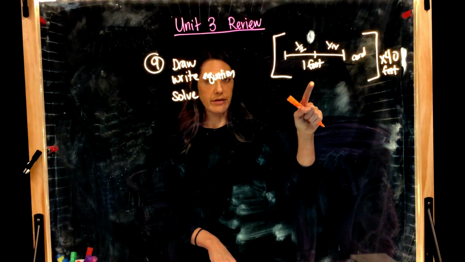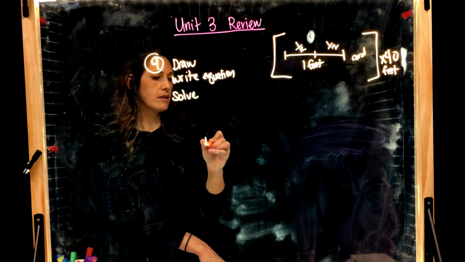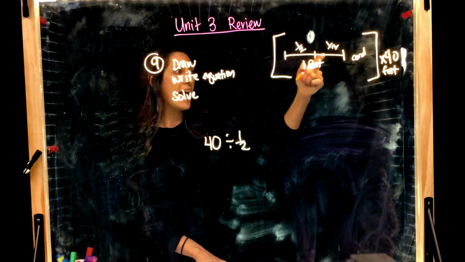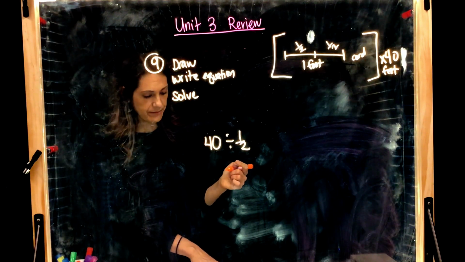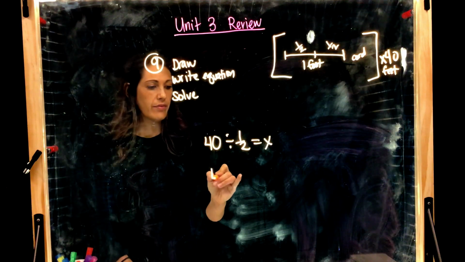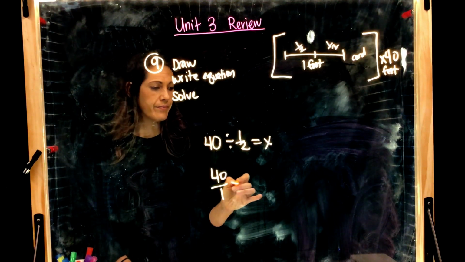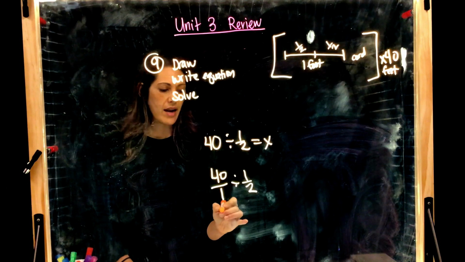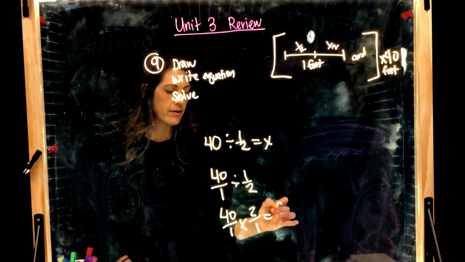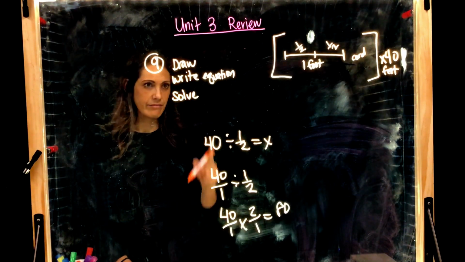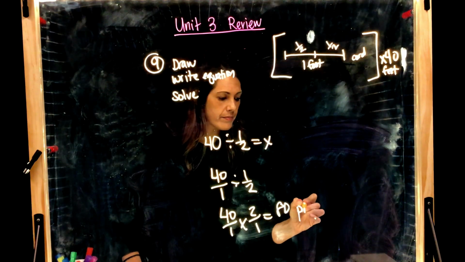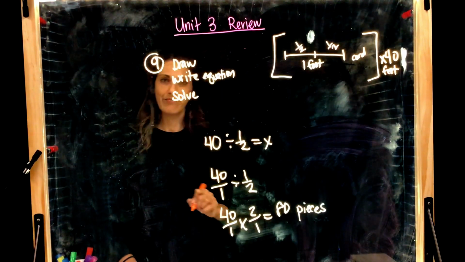Now I have my equation. I'm going to take my 40 feet, and I'm going to see how many halves are in 40 feet. So my equation would look like this. And then I would solve. I'd put this over 1. Then I would keep, change, flip, and get 80. So my answer would be 80 pieces that I would get.